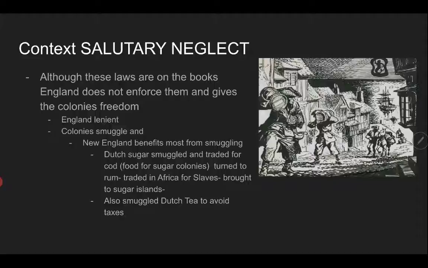Salutary neglect is like nice neglect. So not a parent that beats their child or starves their child. That's not what England is doing. The colonies are actually doing really, really well. So it is not a harmful neglect, but it is a leniency. It is a kind of like, they're just not interfering with the colonies. So salutary neglect is like a nice neglect. It is like a lenient mother.